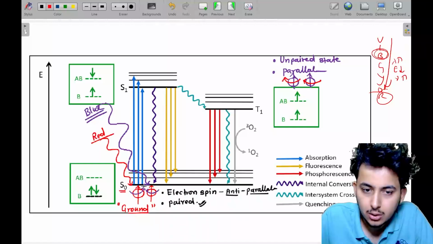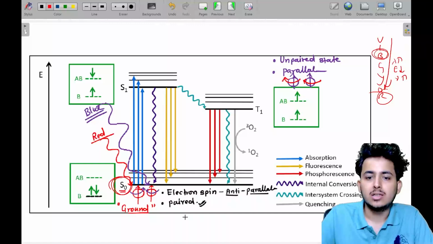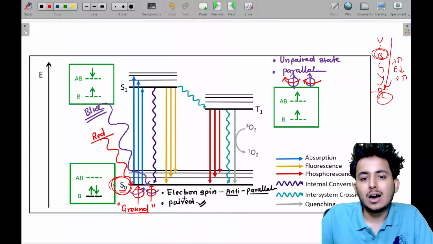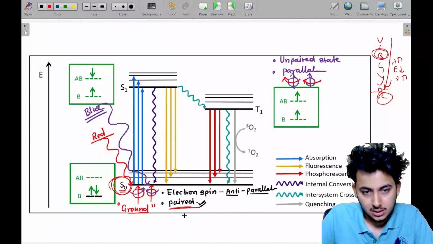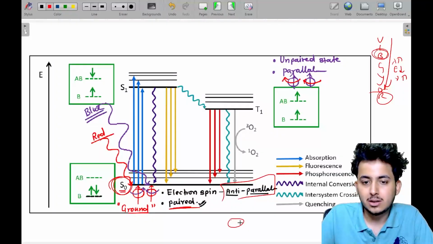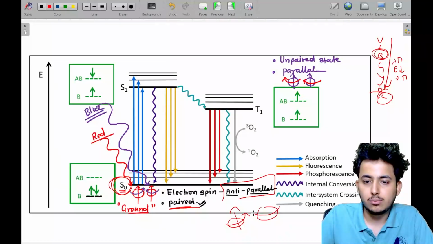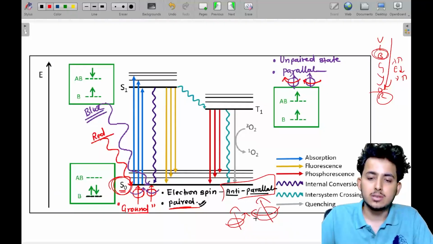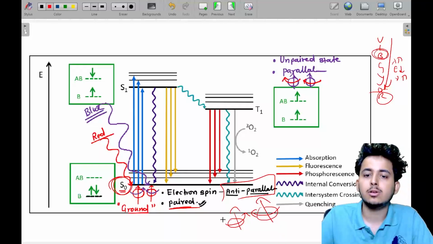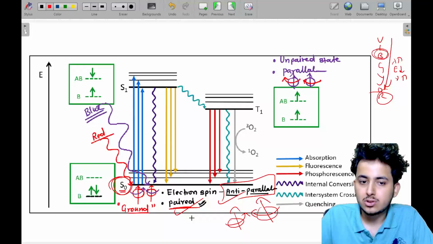Basically, in the ground state, the S0 state, the electrons are paired, and the spin is anti-parallel. That means if one electron, with respect to this axis, is moving in this direction, then another electron will move in the opposite direction. One will move clockwise, another will move anti-clockwise. That means anti-parallel electron spin, and the electrons are paired.